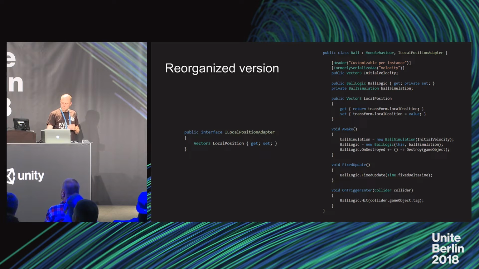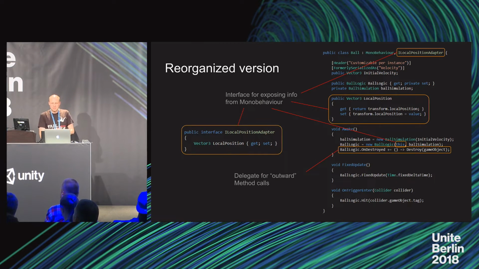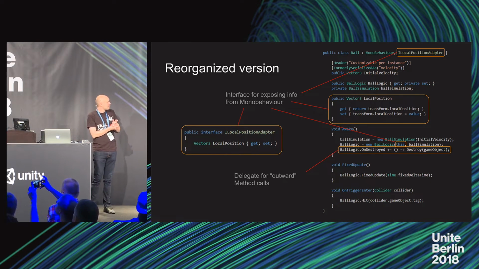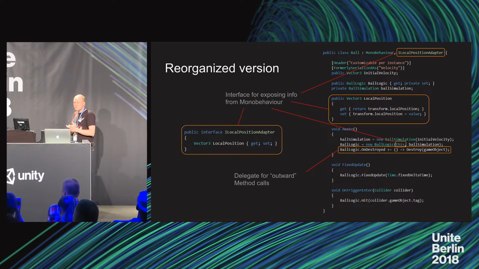We're doing some more changes here. What we're doing here is we're saying, okay, this ball here is going to have a little interface on it. This local position adapter makes it possible to hand the reference to this ball object over to another class, but you don't give it the entire ball class. You just give it the local position adapter aspect of it. So now ball logic itself can only access the position of the MonoBehavior, but it can access it directly.